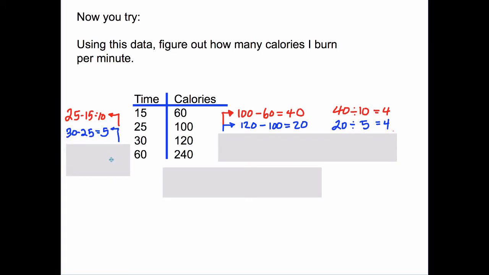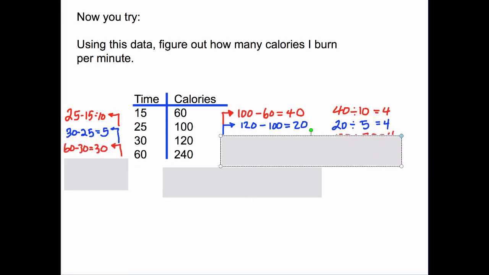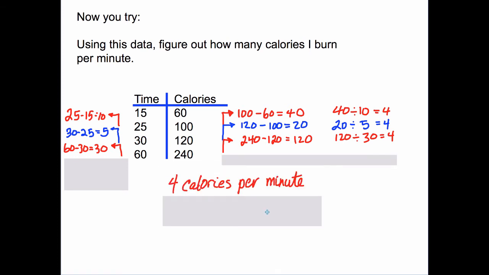And then we'll check the final box here. Between minutes 30 and 60, 60 minus 30 is 30 minutes. I burned 240 minus 120, that's 120 calories. So 120 divided by 30 is again 4 calories. So we would say that I burned 4 calories per minute.